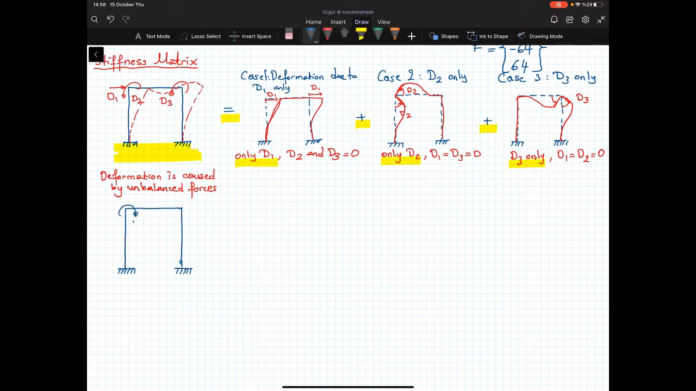So here I have 64, and 10. So these are the unbalanced forces, and we say that unbalanced forces should be balanced by resultant member forces due to deformation.